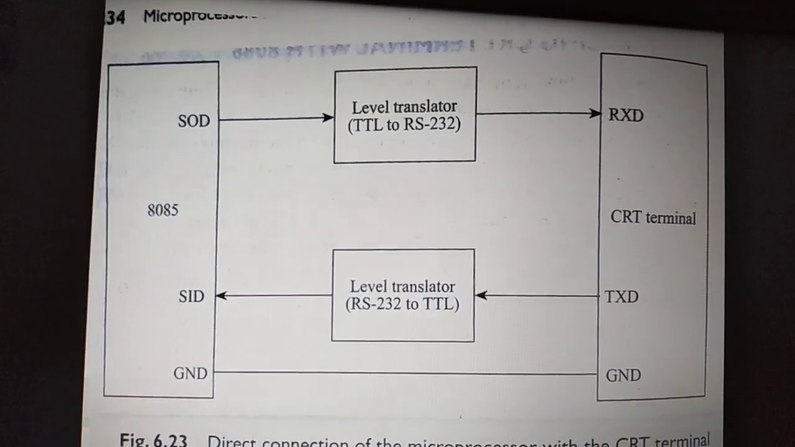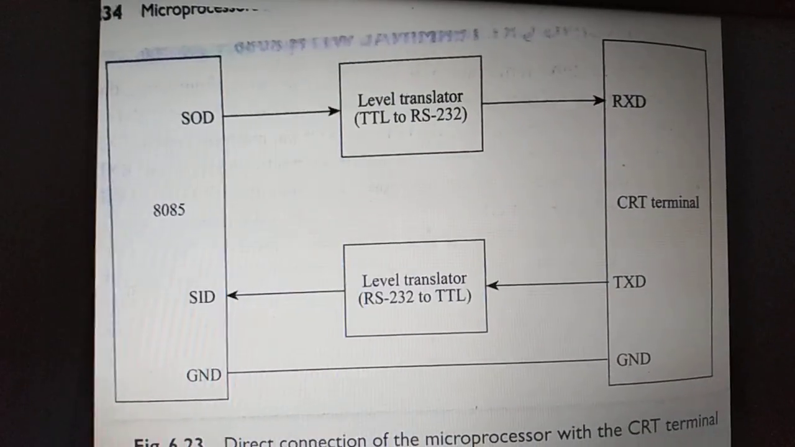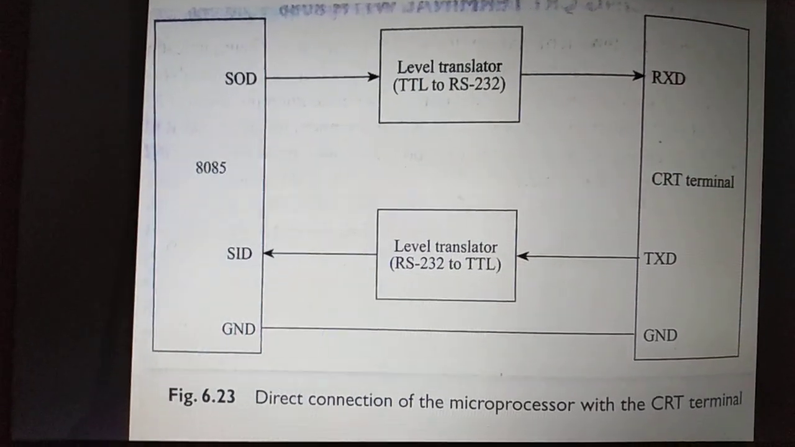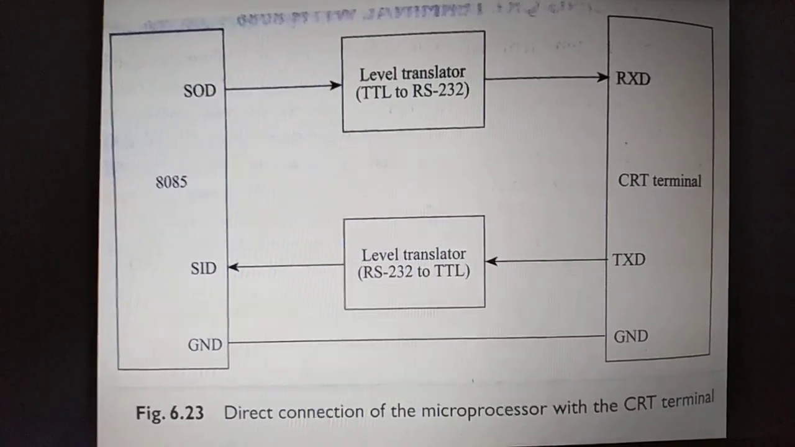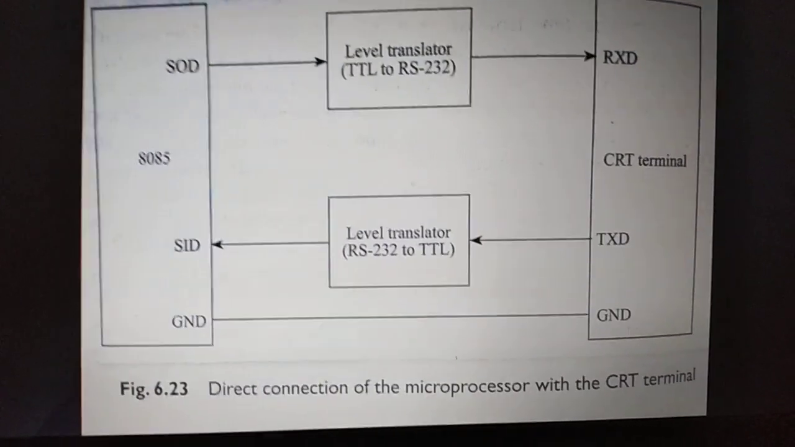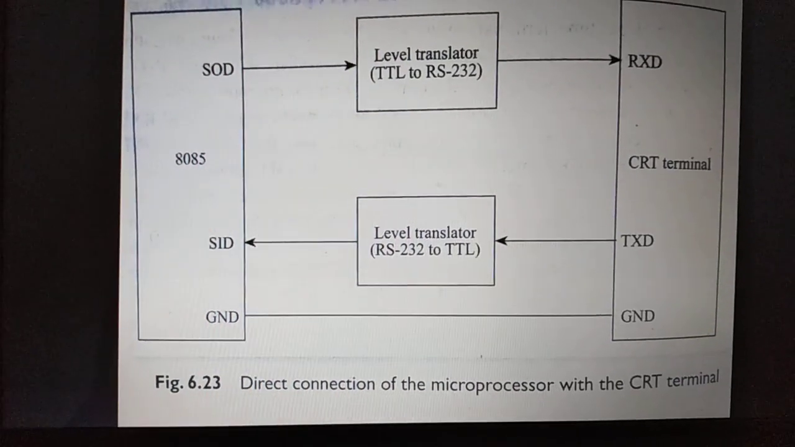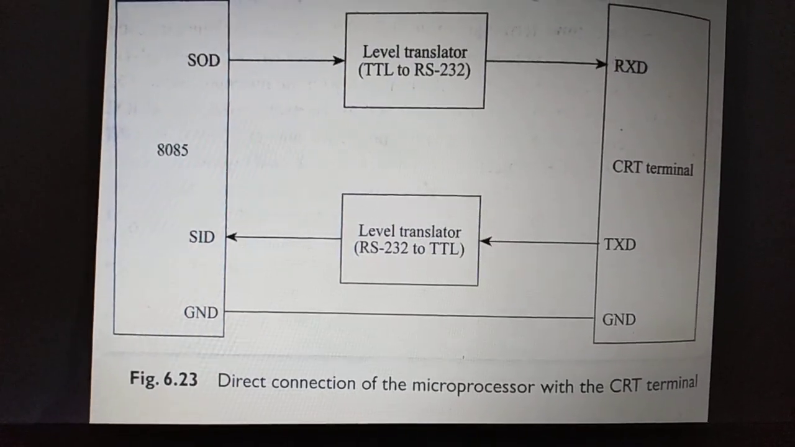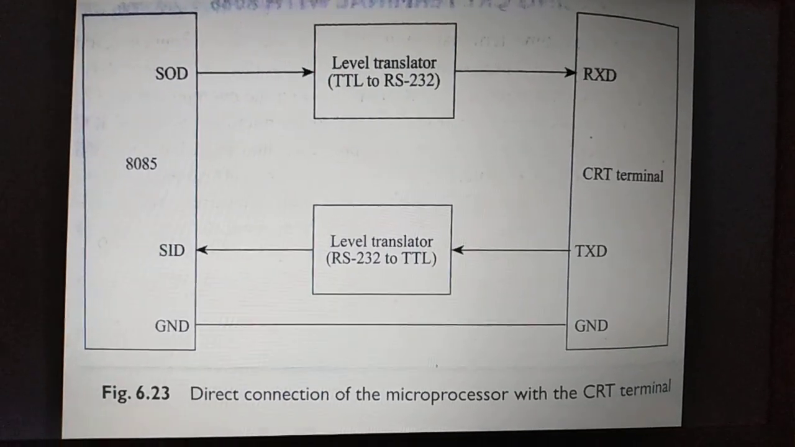In the direct communication, since the microprocessor is a digital device and the monitor is an analog device, you need to have a conversion from analog to digital. Actually this method is not applicable for the 8086, but it is useful for the 8085. There the serial output data is converted from digital to analog form through the TTL to RS232 level translator, and that is received by the CRT terminal. And from the CRT terminal, the serial input data is given from the transmit data signal, and here we again convert back from the analog signal to digital via the RS232 to TTL conversion.